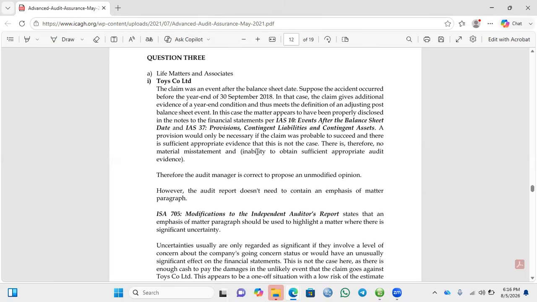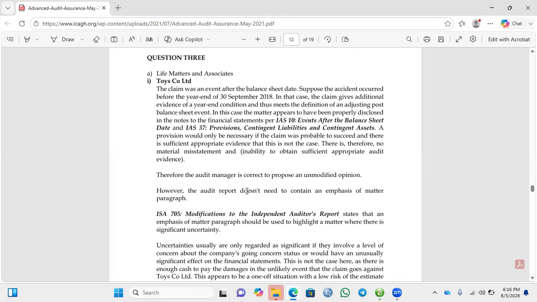There is therefore no material misstatement and no inability to obtain sufficient appropriate audit evidence. Therefore, the audit manager is correct to propose an unmodified opinion. However, the audit report doesn't need to contain an emphasis of matter. So that's where I would have gotten it wrong. It says the audit report doesn't need to contain an emphasis of matter paragraph.